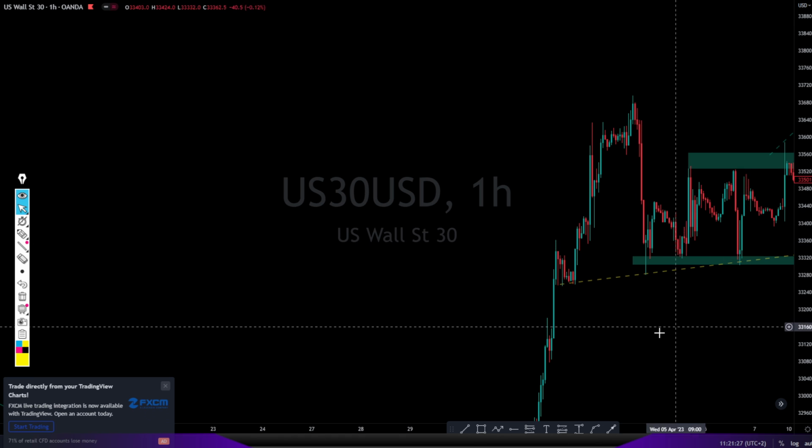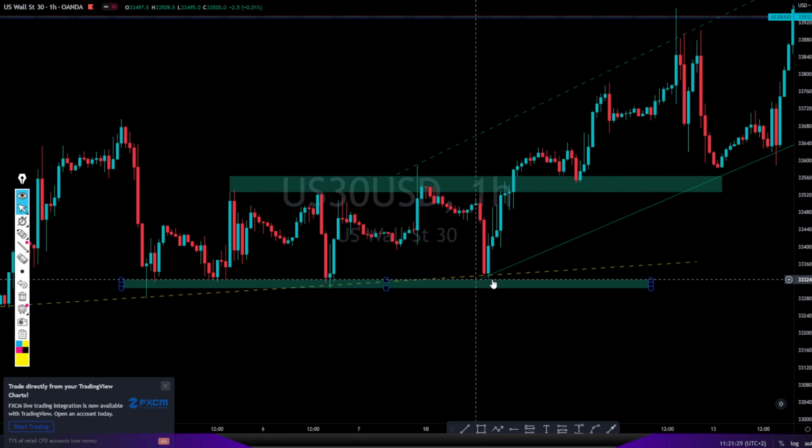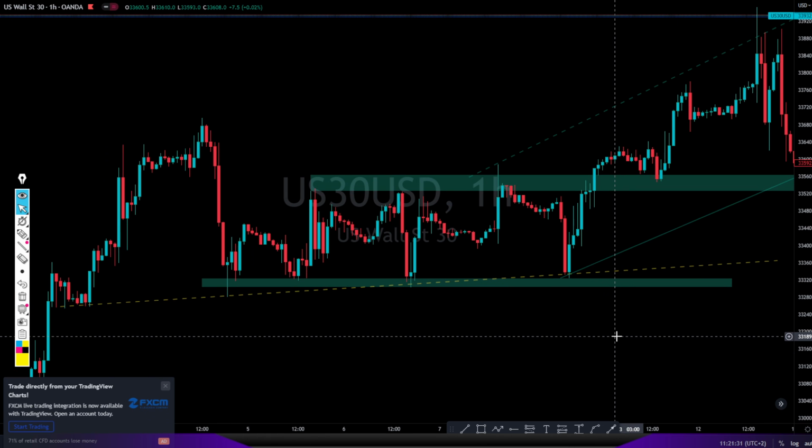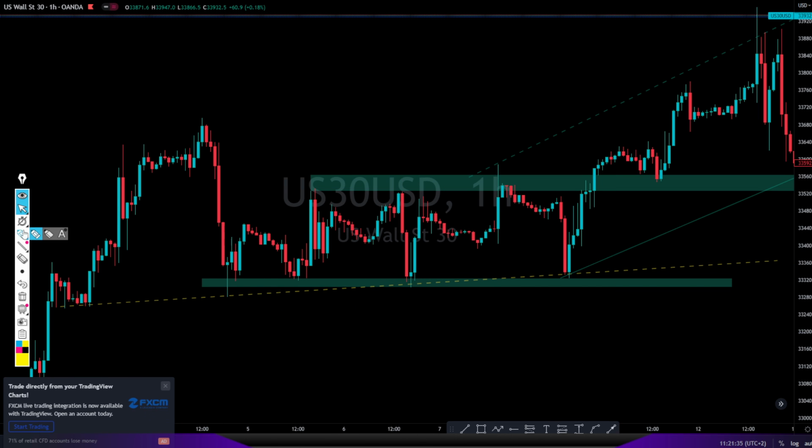Right? So let's go on the support area. On the support area or support zone, which is this one here, let me explain that before I actually draw that for you. A support is a price level or a zone where the buyers outnumber the sellers and push the price up.